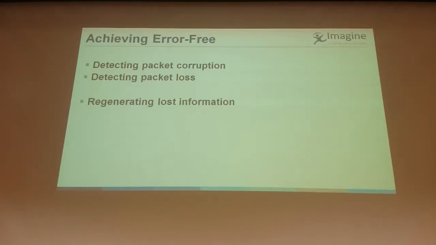So to achieve error-free delivery, there are a few things I need to do. I need to be able to detect when my packets are corrupted. I need to detect when my packets get lost. And then I somehow have to regenerate the information that I lost. In the case of detecting corruption, Ethernet and UDP have check fields. So I can see whether there is a check field error. If there is, I basically throw away the packet. So packet corruption gets mapped to packet loss.